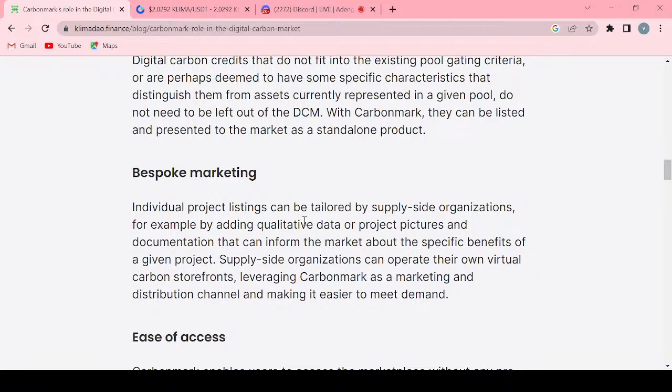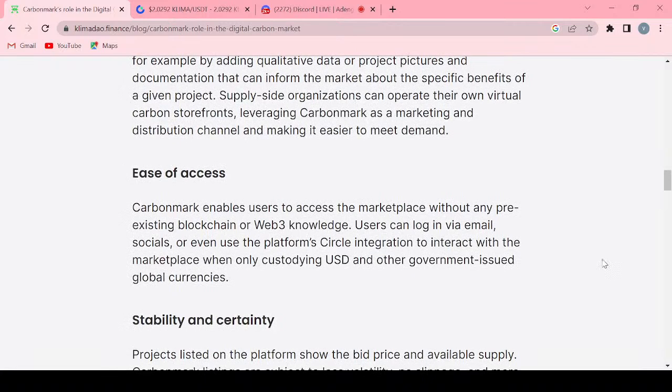We can see, for example, by adding qualitative data or project pictures and documentation that can inform the market about the specific benefits of the given project. So the supply side organizations can operate their own virtual carbon storefronts, leveraging the carbon mark as a marketing and distribution channel and making it easier to match to demand.